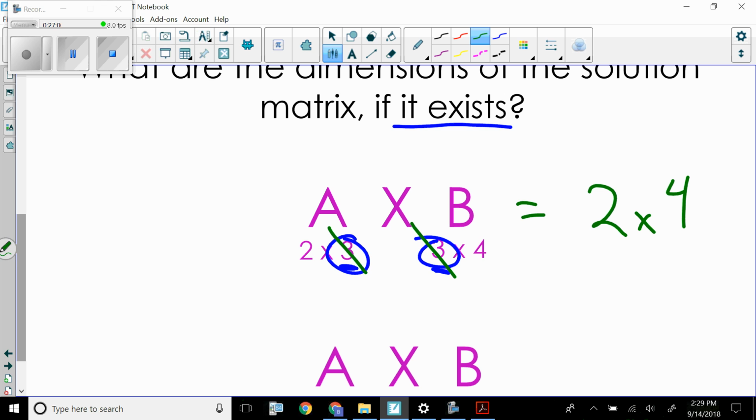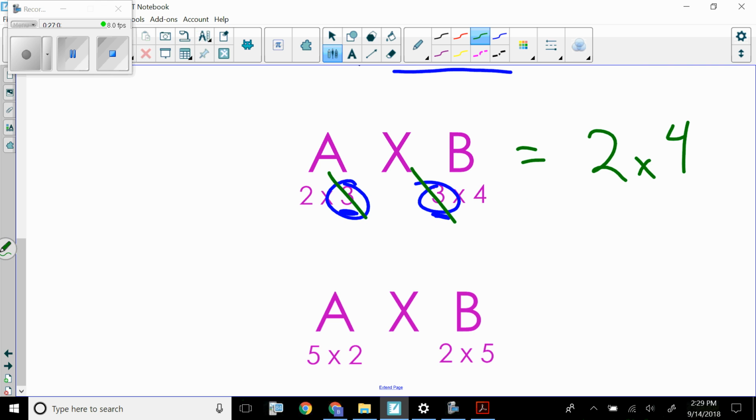Okay, let's do another one here. I'll scroll down. This one down here, I'm thinking about if I can perform this operation. Again, I'm checking the columns of the first and the rows of the second. Do they match? Yes, they cancel out, and I'm going to be left with a 5 by 5 matrix. So on and so forth.